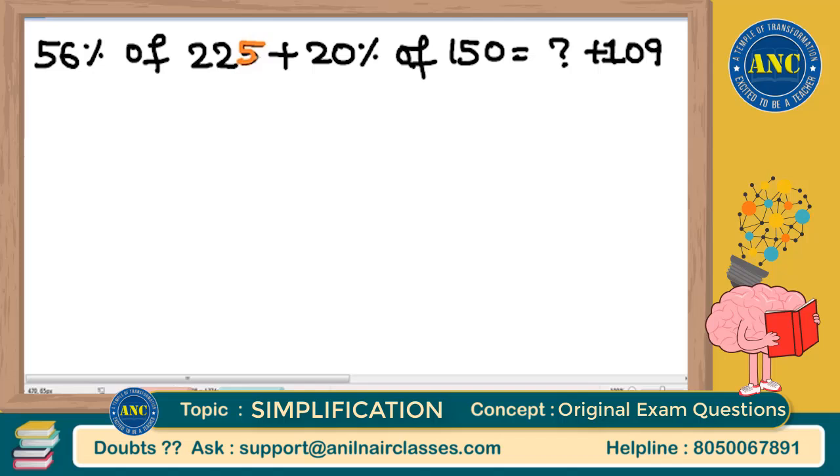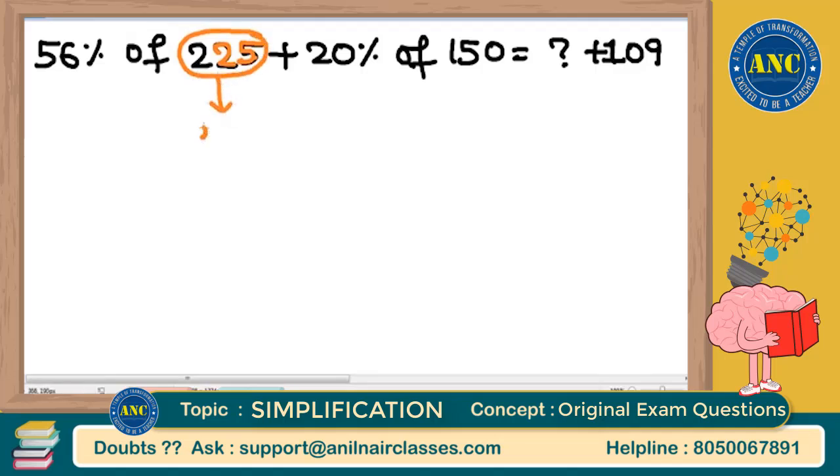If I double it, it will end with 0, but 25 doubled will end with 50 again. 50 is also, if I ignore that 0, ending with 5. That means again I will double. Instead of doubling it 2 times, I will multiply it by 4. 225 I will multiply by 4.